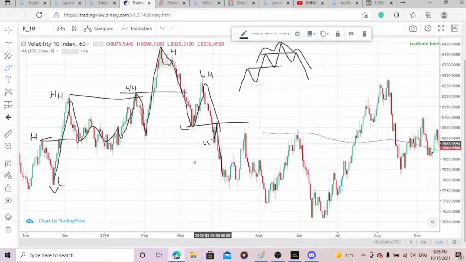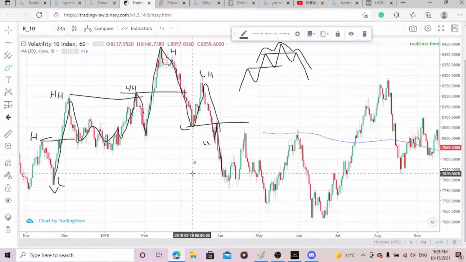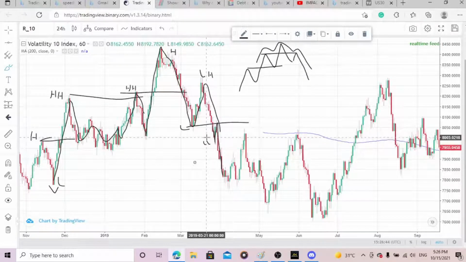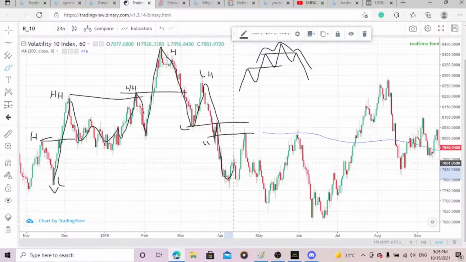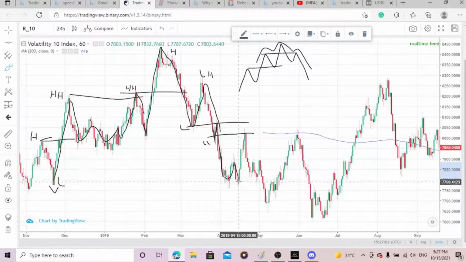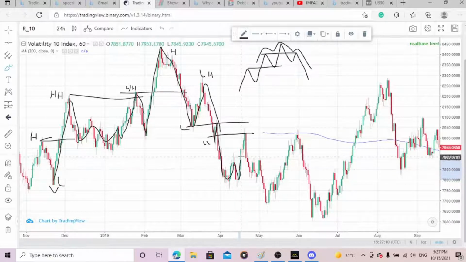So this is a lower low, right? So what do we expect now? We expect the market to come back to retest this low, right? So the market pulled back here and it pulled back again, created a lower high here, but could not create a lower low. So immediately the market pulled back again.